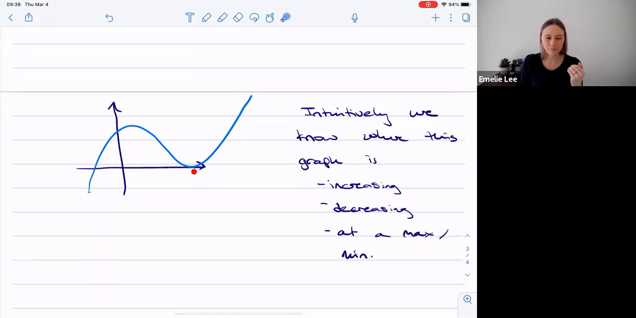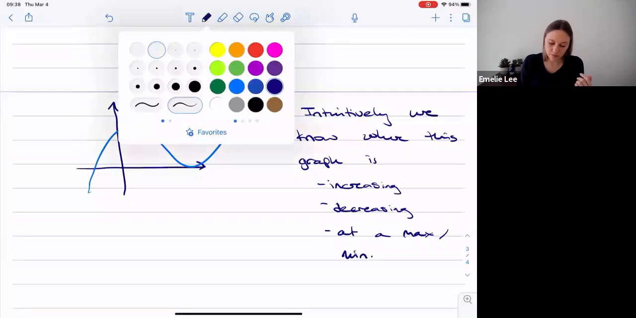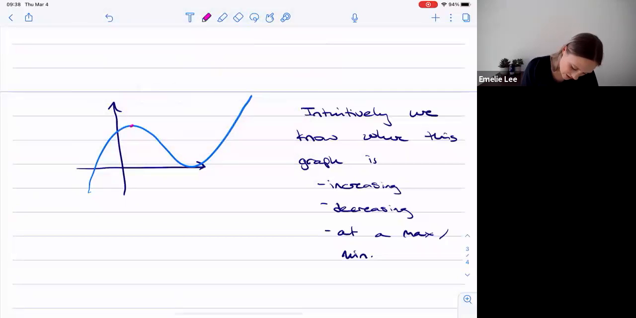Before we go any further, I do want to talk about this maximum. There are values that are higher than it, so we call it a local maximum. That's just terminology that we should introduce here. So here we've got a local max, and here we've got a local minimum.